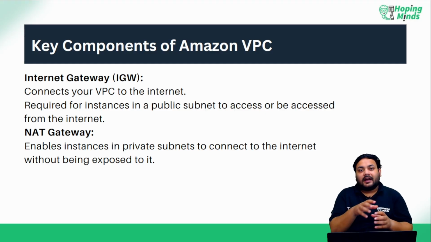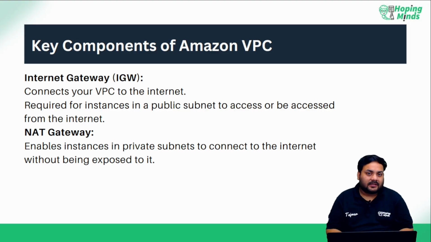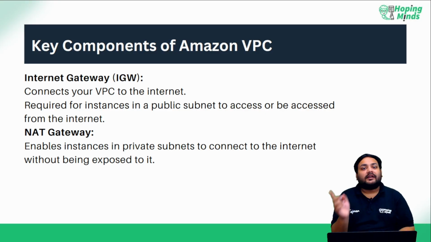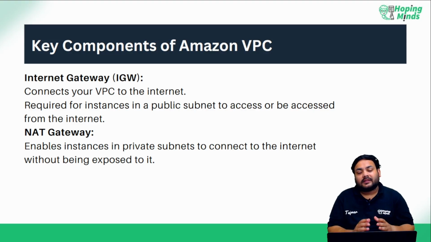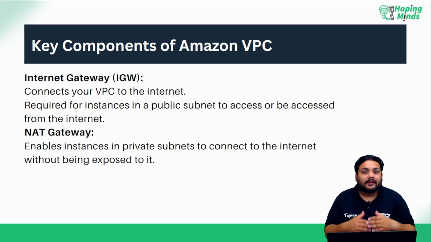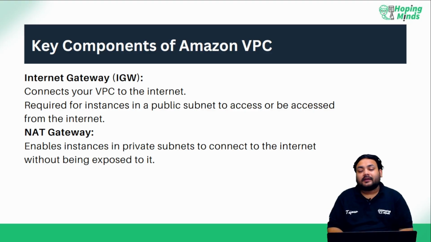Let's suppose we have a VPC, and in the VPC we have one instance and I want to connect this instance to the internet. The thing is, I want to ensure security, but I want to connect with the internet. So without getting exposed, we can connect it to the internet with the help of NAT gateways.